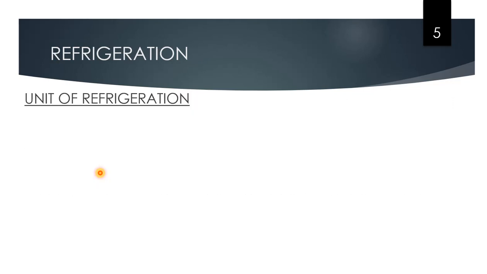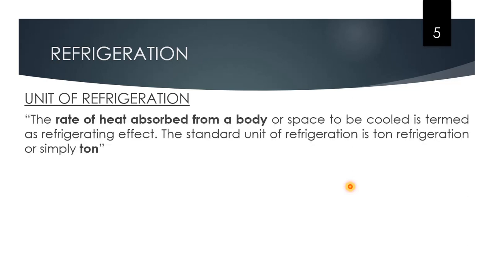And the unit. So while studying refrigeration systems, the unit of refrigeration is an important term, and the refrigerating effect is represented in terms of the unit of refrigeration. And what is the unit of refrigeration? The rate of heat absorbed from a body or space to be cooled is termed the refrigerating effect, and the standard unit of refrigeration is the ton of refrigeration, or simply ton.